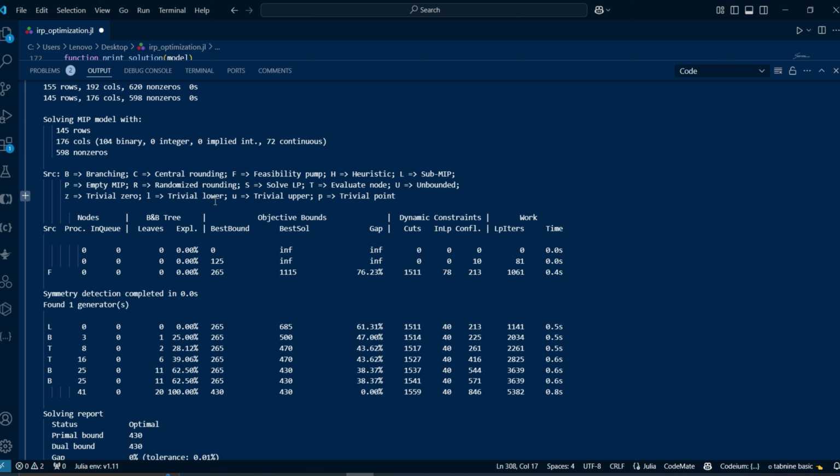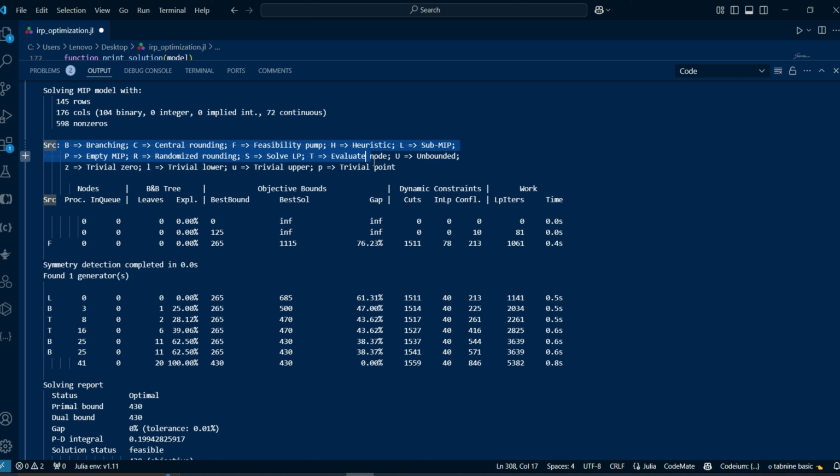Okay, and the branch and bound process. Here you can see, let me select it for you, so that here the solver uses the branch and bound method to explore feasible solutions, and the table breaks down this process and nodes processed. And what is that? The solver evaluates, I'm looking, 41 nodes to find the optimal solution.